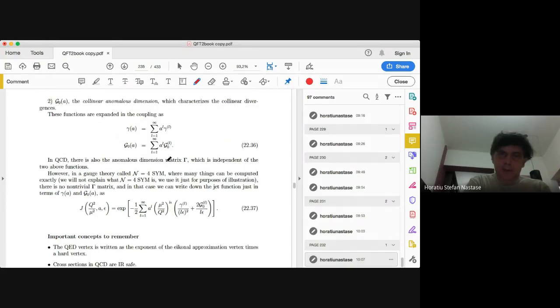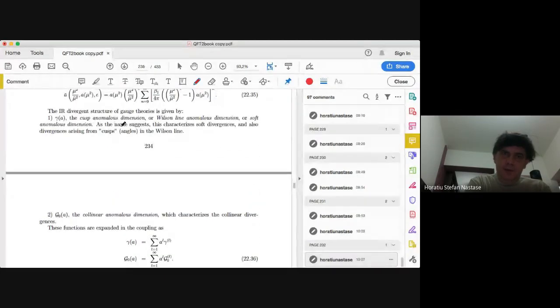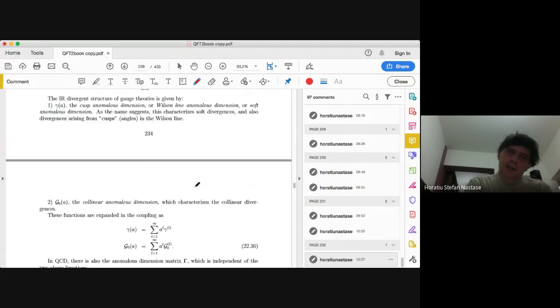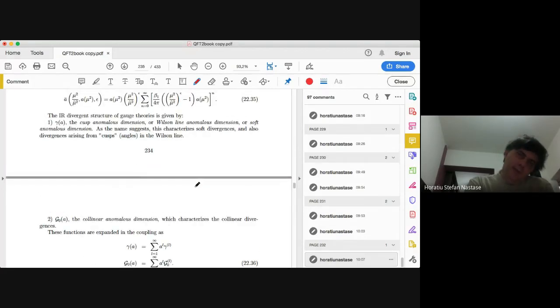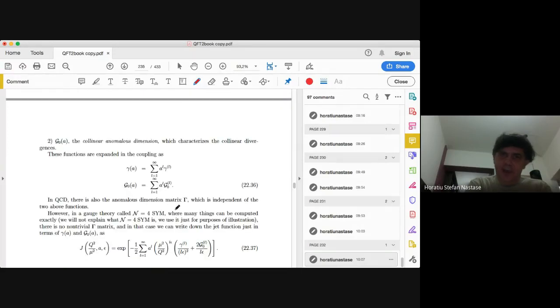Now, in QCD, there is an anomalous dimension matrix gamma, which is independent of the two functions, the cusp anomalous dimension and the collinear anomalous dimension. So in QCD, which is the most important case because it's physical, we have three objects of interest: the cusp anomalous dimension, the collinear anomalous dimension, and the anomalous dimension matrix gamma.